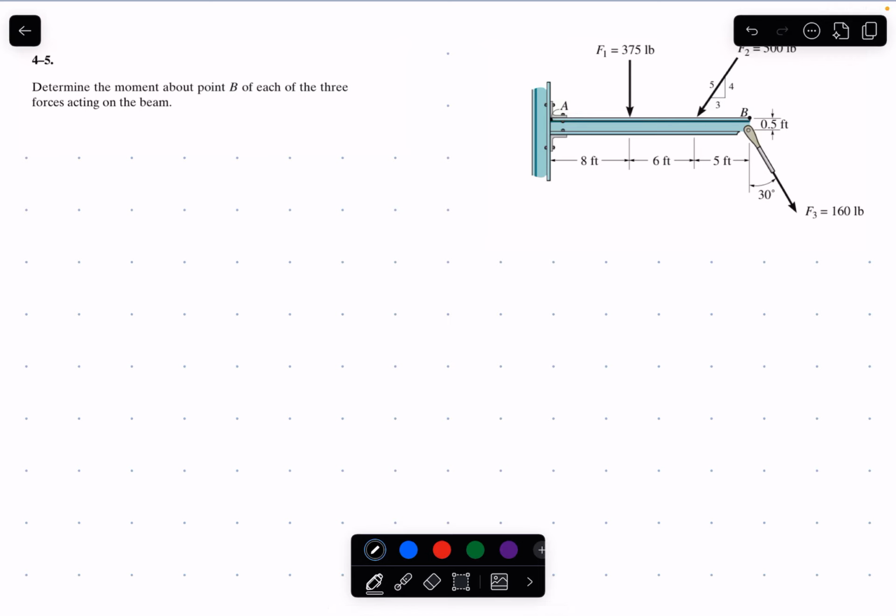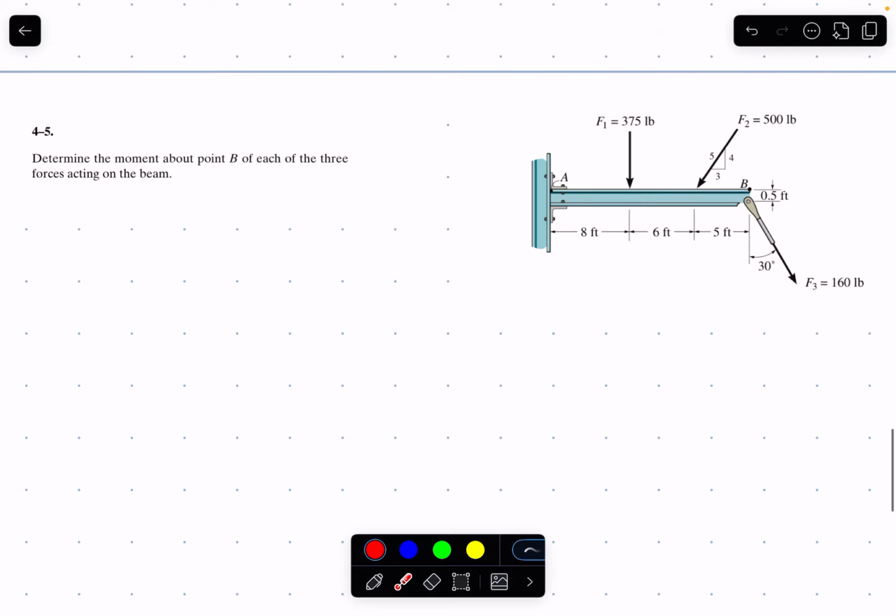Determine the moment about point B of each of the three forces acting on the beam. Okay, so here we have a little bit of a different problem than what we're used to. Instead of finding purely the reactions on the beam or the object to keep it in equilibrium, we're simply finding the moments created by these three forces right here.